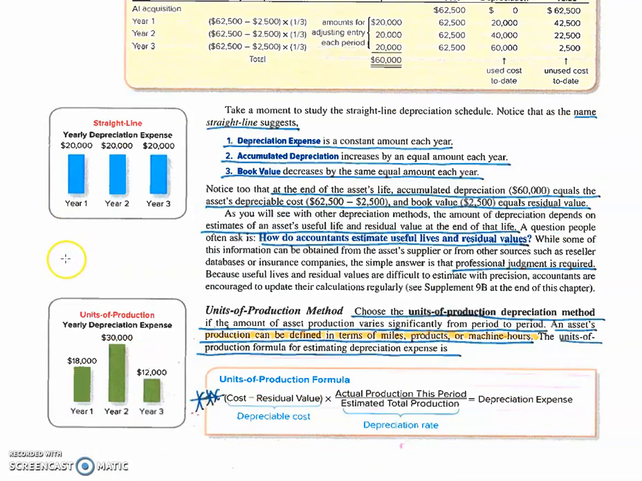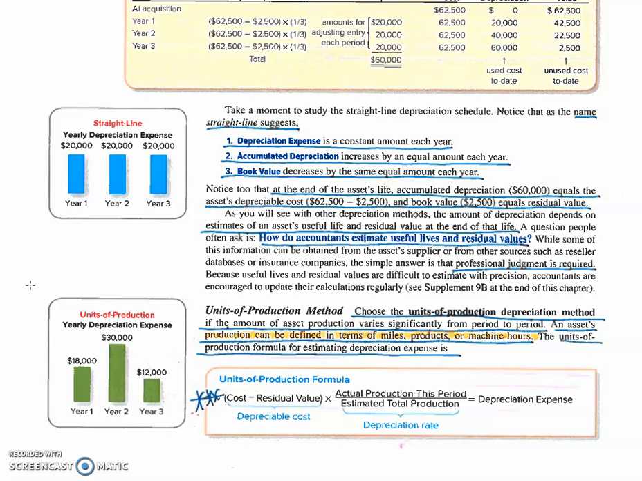Now, units of production measures the life of the asset in some measure of use rather than time. So straight line or double declining balance method use time as the measure of how we determine depreciation expense. Units of production ignores time. It's not concerned with how old the asset is. It's concerned with how much it's been used.